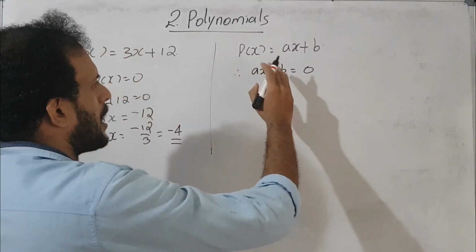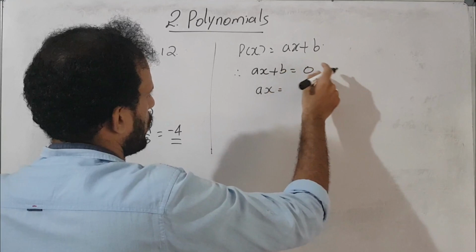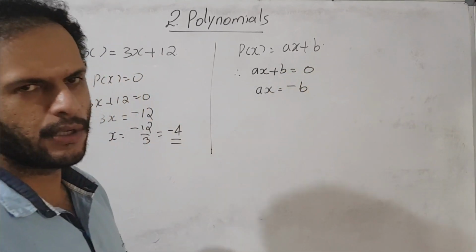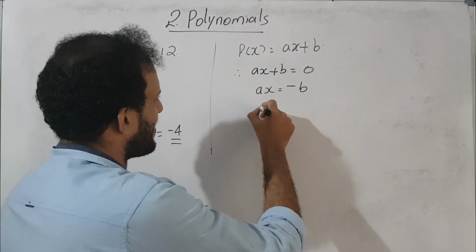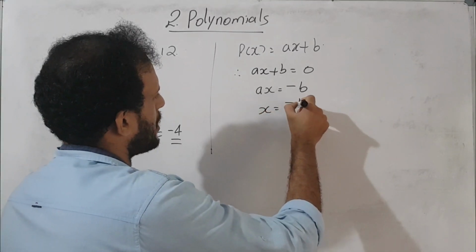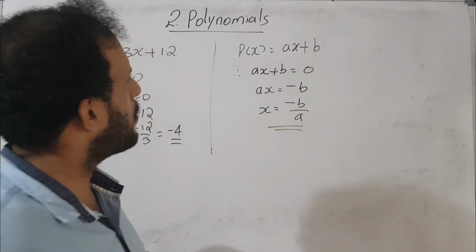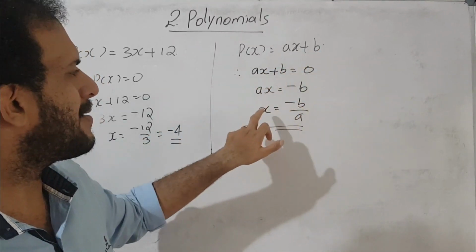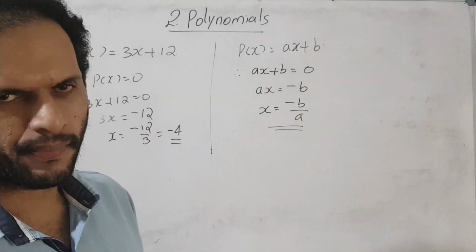Then what is next? We transpose plus b. Then what do we get? ax is equal to 0 minus b. 0 minus b is equal to minus b. Correct? Therefore, x is equal to minus b divided by a. Then what is the 0 of the polynomial p of x is equal to ax plus b? That one is x is equal to minus b by a.